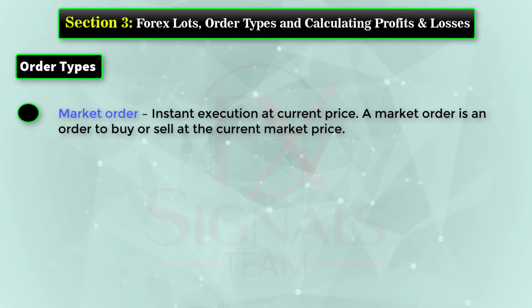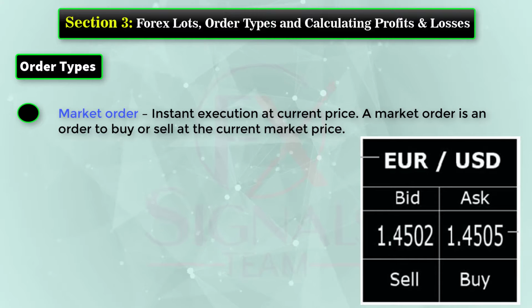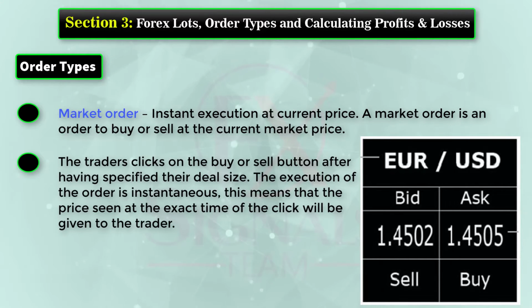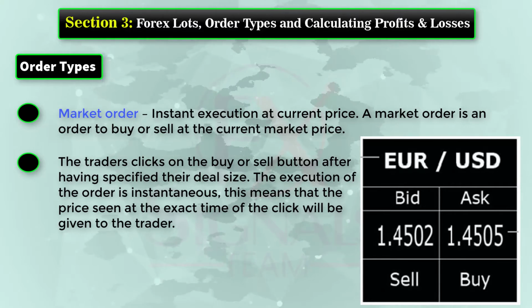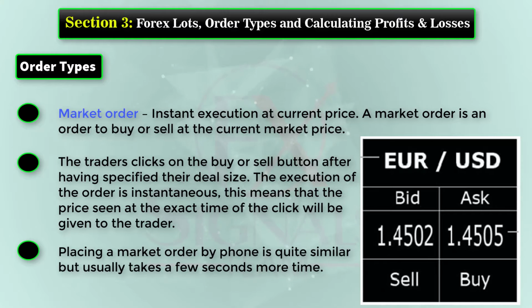Market order, instant execution at current price. A market order is an order to buy or sell at the current market price. The trader clicks on the buy or sell button after having specified their deal size. The execution of the order is instantaneous. This means that the price seen at the exact time of the click will be given to the trader. Placing a market order by phone is quite similar but usually takes a few seconds more time.